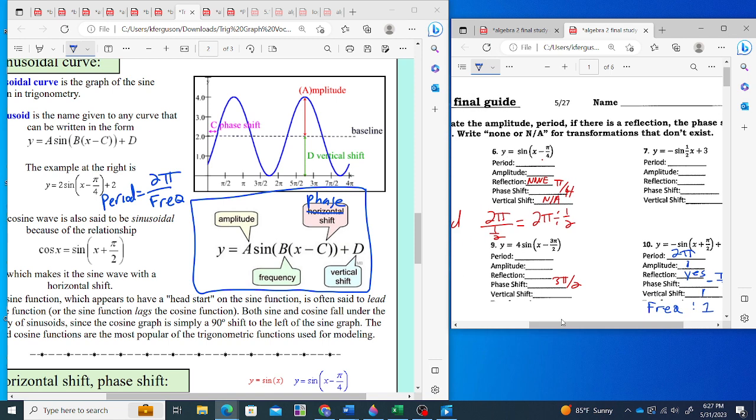And then to make things interesting, I'll give myself another one. Well, y equals 4. 4 is my amplitude. My frequency is 1, so my period is 2 pi. My reflection is no. My phase shift is 3 pi over 2 because remember, it needs to be in the form of negative whatever. And then my vertical shift is nothing.